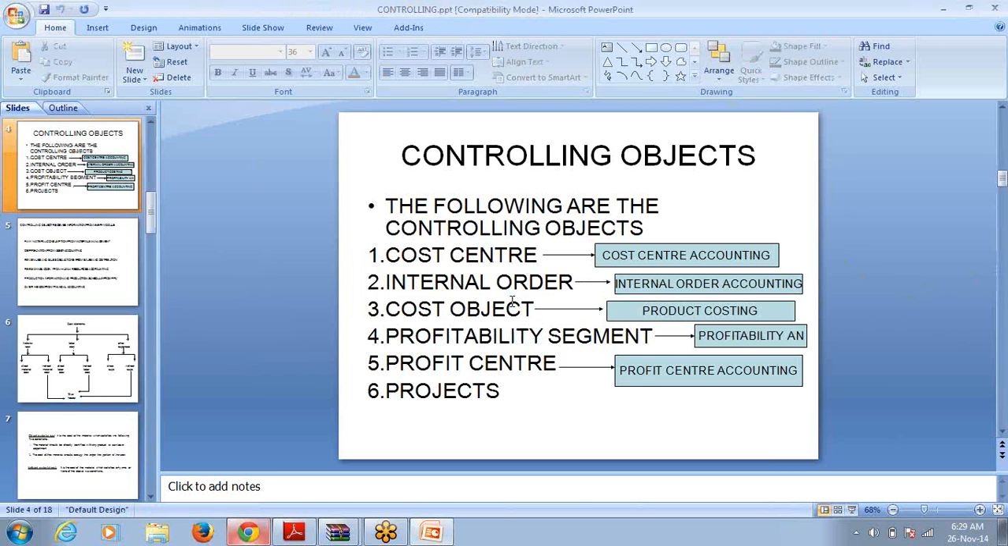Exactly. Integration of project systems with the controlling component, right? Like WBS element, work breakdown structure, network activities. So these are the elements through which project systems is integrated with the controlling component.